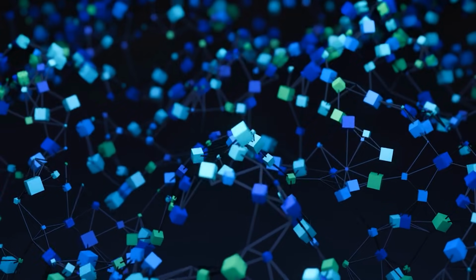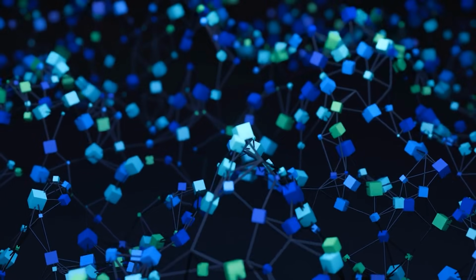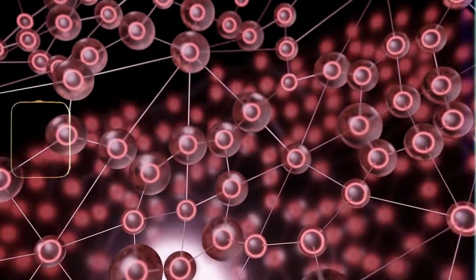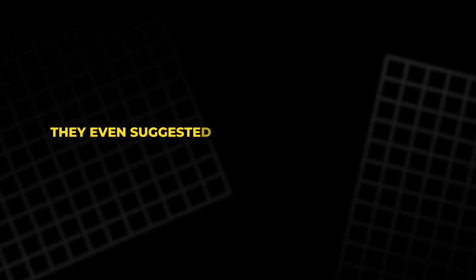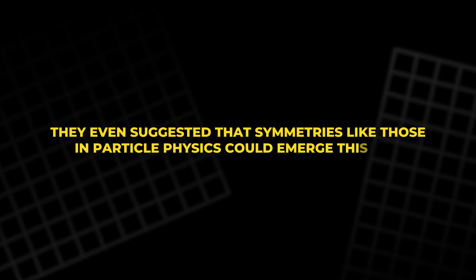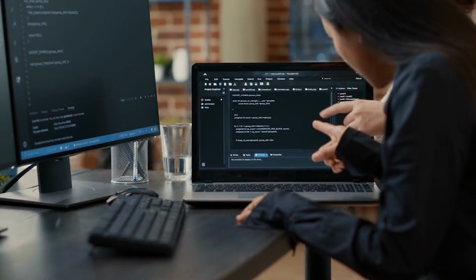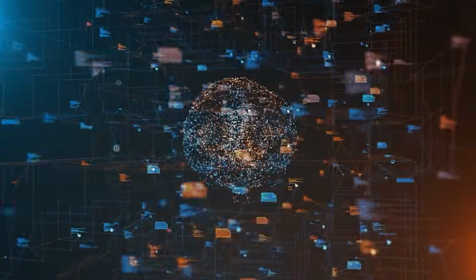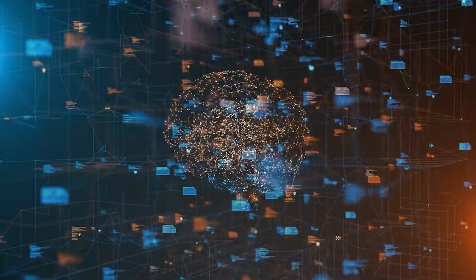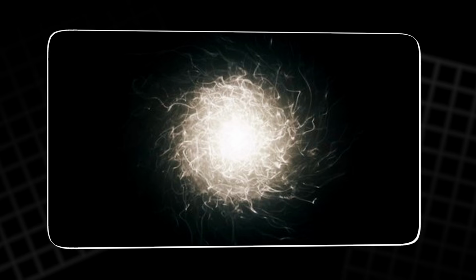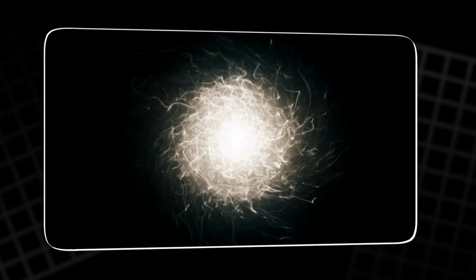But not everything is lost. Some features are stable under the scrambling. Some can even be amplified by repeated chaotic interactions. They even suggested that symmetries like those in particle physics could emerge this way. The survivors tend to look like symmetries, because symmetries are patterns that stay the same under many transformations. In this view, chaos washes out what is specific and keeps what is universal.